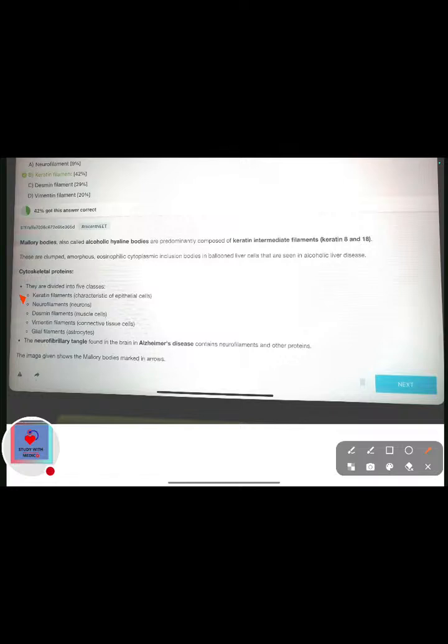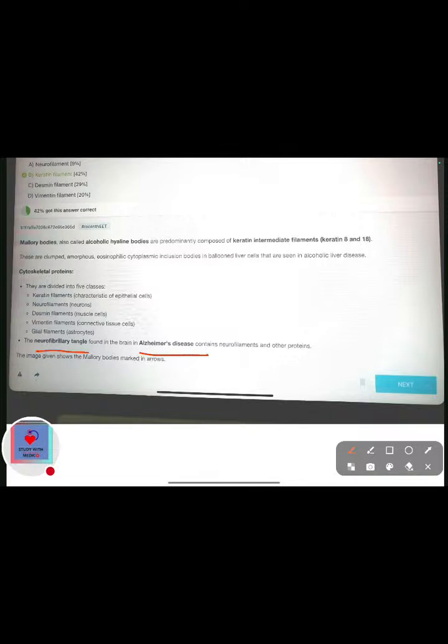If it is a neuron, it will be a neurofilament. If it is a muscle cell, desmin filament. If it is connective tissue, vimentin. If it is astrocytes, then it is glial filaments.